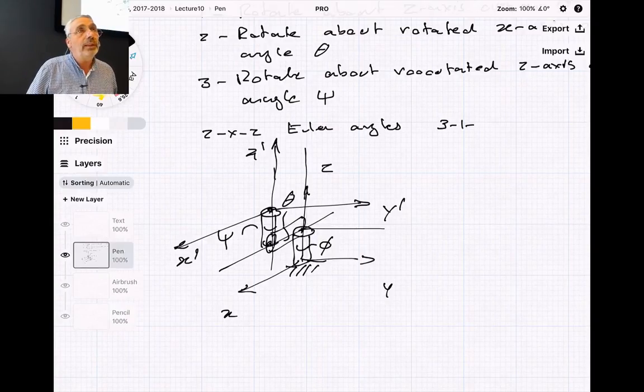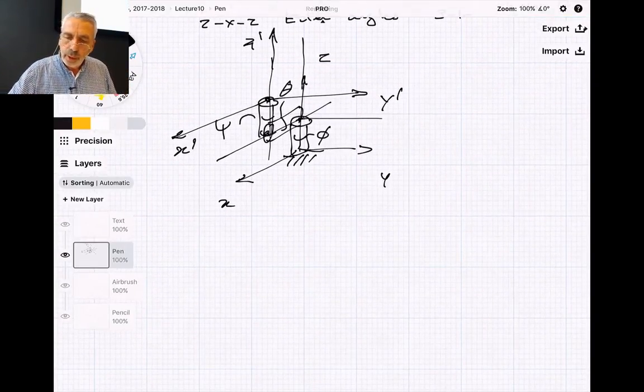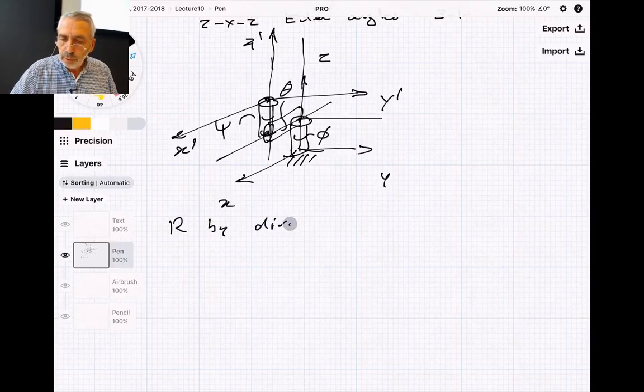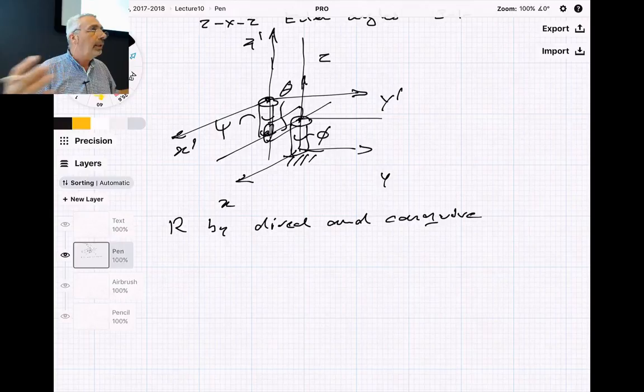How do you find then the rotation matrix for these Euler angles? Well, you can find R by divide and conquer. Actually, it's a whole Napoleon approach. We're going to divide and conquer. How do we do it? We look at the three different rotations, and then we just combine those three different rotations in one rotation.